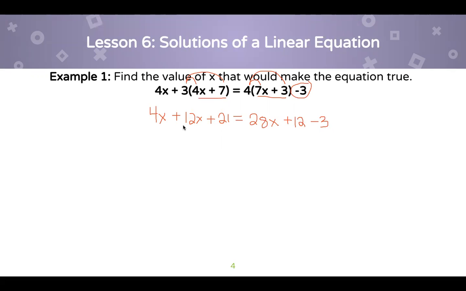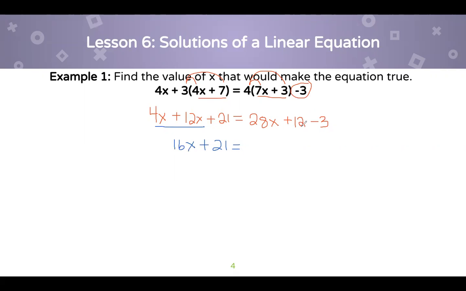The next thing I'm going to do is I have a lot of x's, I have a lot of constants, so I'm going to go ahead and go through and combine my like terms, right? On this side of the equation, I can add these two x's. I can add 4x and 12x to give me 16x. I cannot add it to the 21. So my plus 21 is just going to stay plus 21.